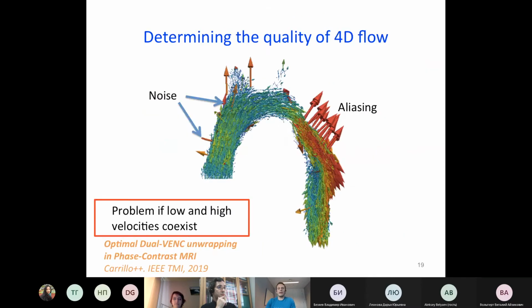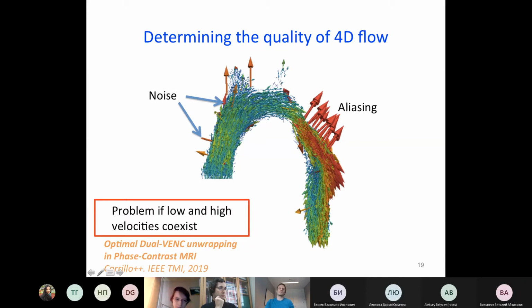So now I will present the flow data and what you can do with it. Recently, we were asking ourselves, since real data has problems, what are they? Basically, there are two main problems for flow and phase contrast in general. In any medical imaging you have noise. You can see these crazy velocity vectors on the boundary and in these parts.